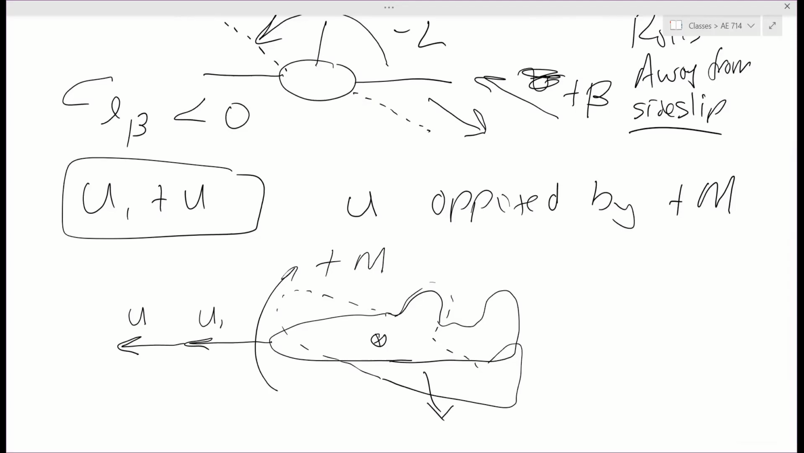In fact, pilots use this to control their velocity. They will point the nose down if they want to speed up quickly, and they'll pitch up to slow down. They won't mess with the throttle so much unless they need to make long-term changes. And so this simply says that CMU needs to be positive. We want to pitch up to slow the airplane down. And this is an important Mach number effect, actually.